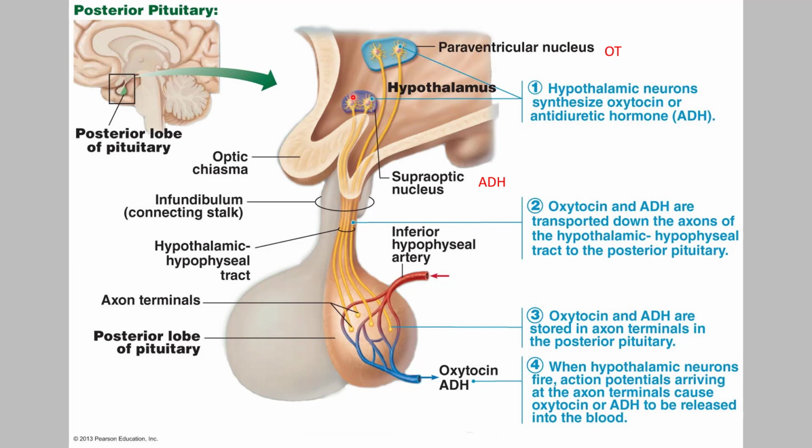We also have something called the supraoptic nucleus. Remember the optic chiasma, where the two optic nerves cross? Well, just above the optic chiasma, we have the supraoptic nucleus. Now, from the paraventricular nucleus, we have axons extending down through the infundibulum, and we have the axon terminals here in the posterior pituitary. From the supraoptic nucleus, we have axons extending down through the infundibulum and ending here in the posterior pituitary.